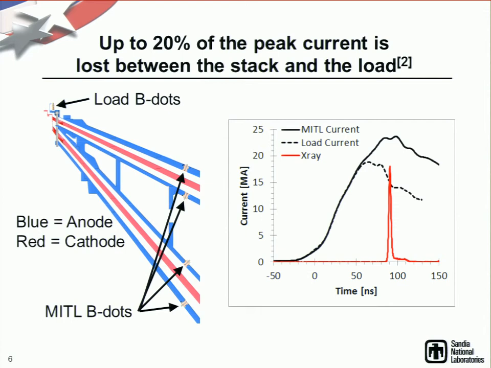And based on these B dots here, you get a load current that is significantly different than the MITL current on certain shots. So what does that mean? You have this drop in current, which is on the order of 20%, which, as I mentioned before, for a wire array, power scales as approximately current squared. So that's a 30, 40% reduction in your power that's radiated, which is significant.